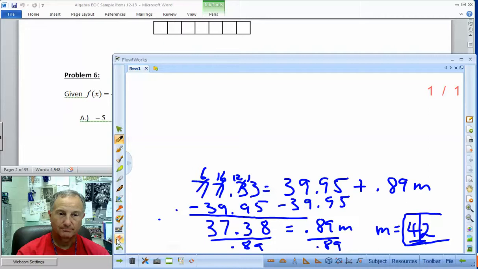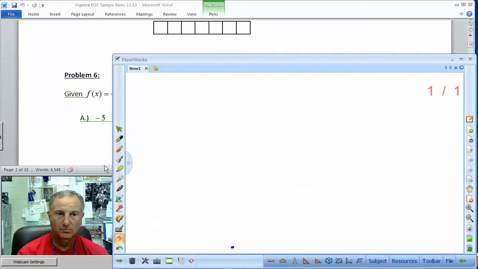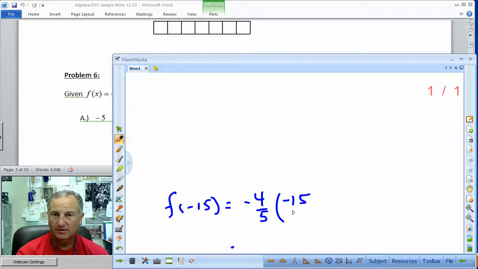So let's get rid of this. So we're back here. So we want to find f at negative 15. So we're going to take our negative 4/5, and don't let the fractions throw you. Just write this as a fraction, negative 15 over 1. Then we're going to add the 7. Okay. Remember, you multiply straight across. You can cross cancel here, but we can multiply straight across here also.